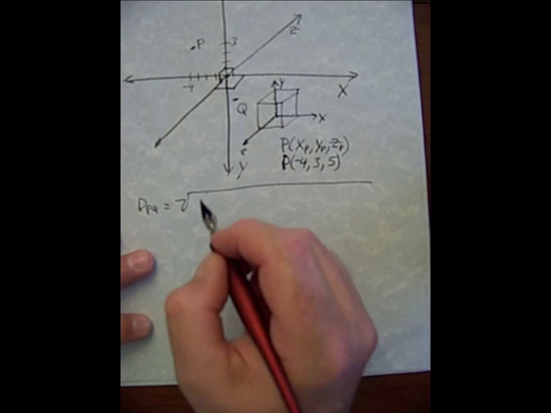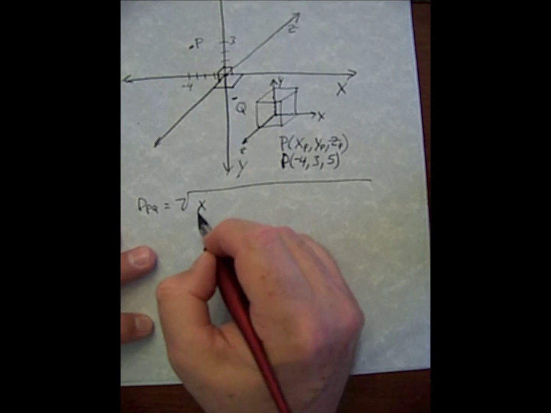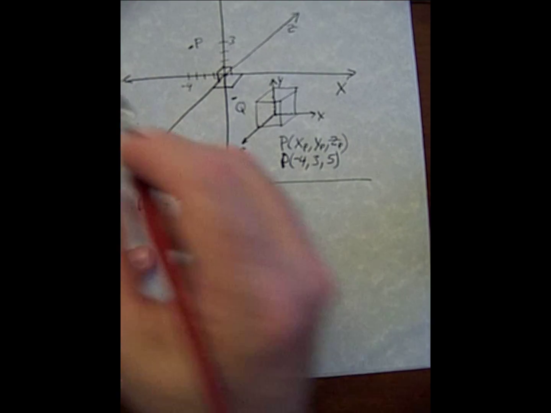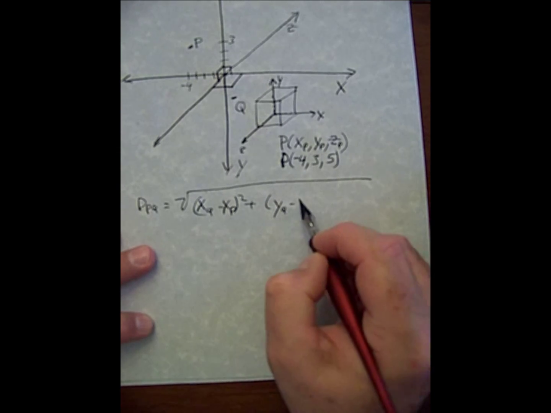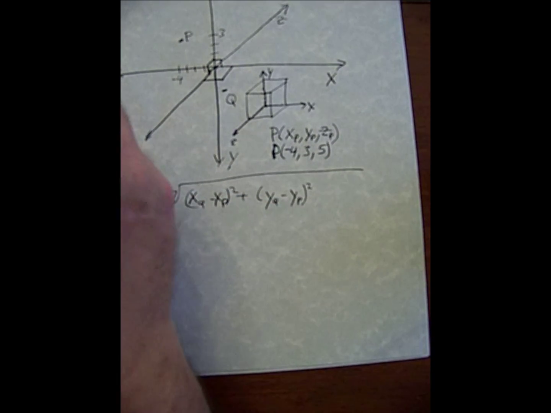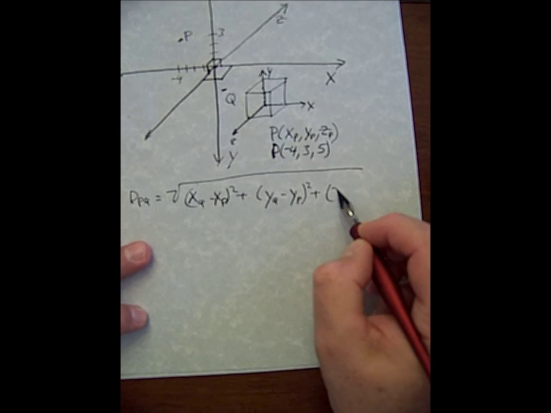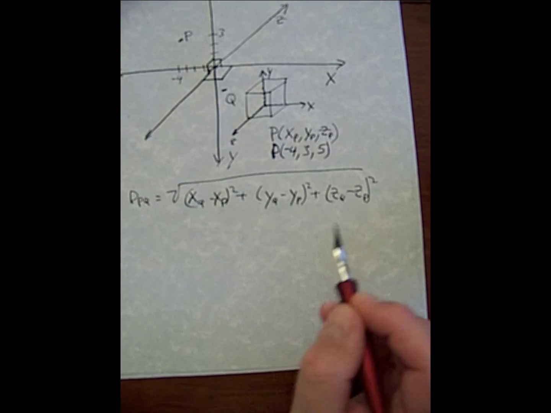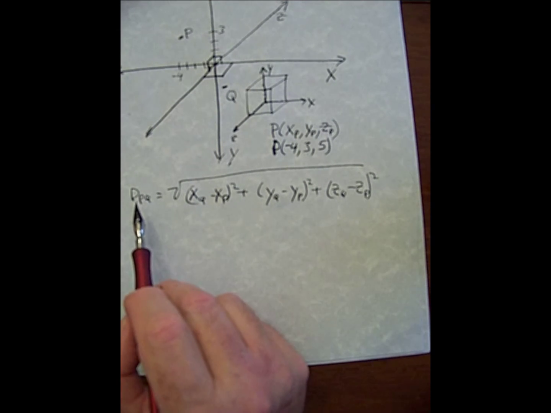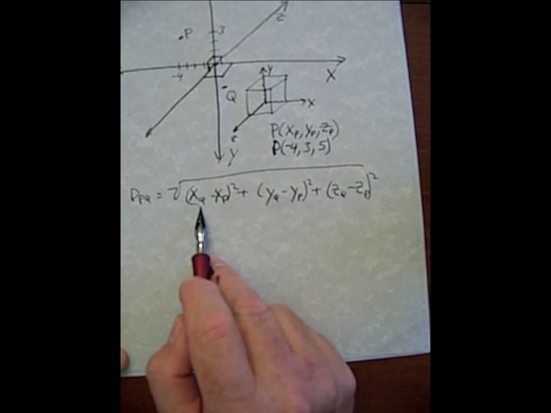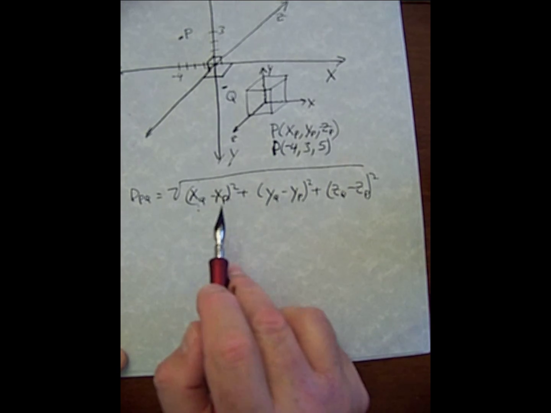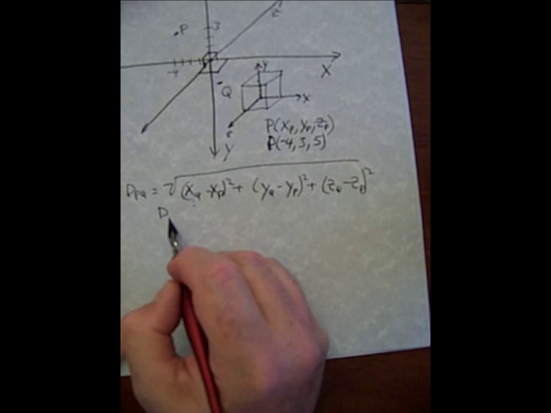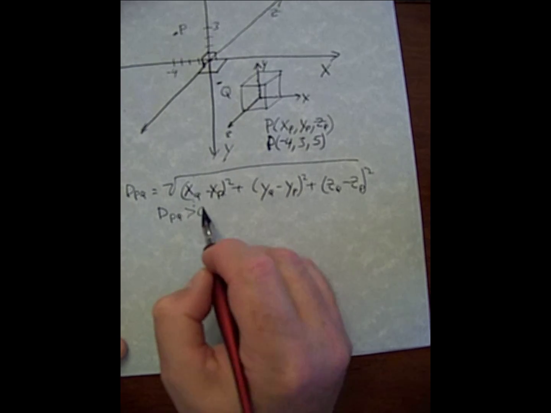So our new equation for distance now becomes x of q minus x of p squared plus y sub q minus y sub p squared plus z sub q minus z sub p squared. And it doesn't matter whether you're talking about distance between p and q or q and p, or whether this is x of p minus x of q or x of q minus x of p, because you're squaring these and you're taking the square root, you always end up with a positive number. Distance is always greater than 0.